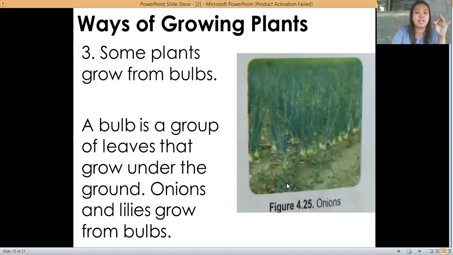The third one is from the bulb. Some plants grow from bulbs, okay? A bulb is a group of leaves that grow under the ground. Onions and lilies grow from bulbs. I think this one is onion. Yeah, it's onions. So they grow from bulbs.